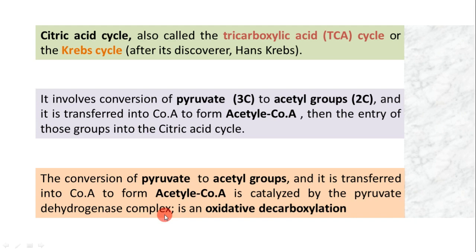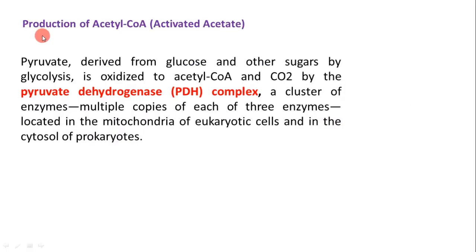The pyruvate dehydrogenase complex catalyzes an oxidative decarboxylation. Here 1 carbon dioxide is eliminated and NADH is also formed. So that means it is an oxidation as well as a decarboxylation, thereby the reaction is called oxidative decarboxylation. Then let us discuss how the acetyl coenzyme A is produced.